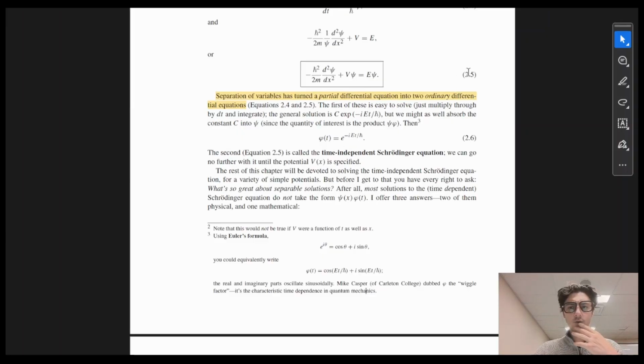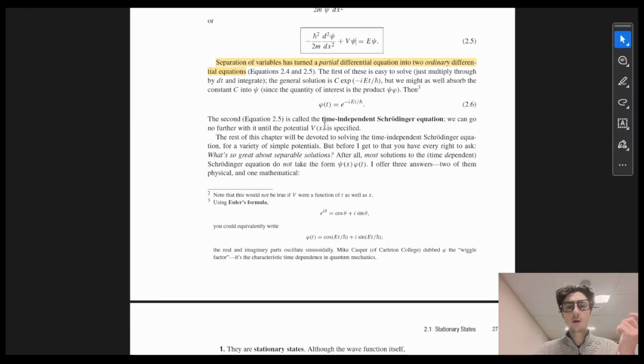The second equation, 2.5, which is this one. So we solve the time-dependent version. Here is phi of t. It is an exponent related to the energy and the time, and it has an h bar and an i in there. Now we're going to move on to just the time-dependent equation, and this one is the important one.